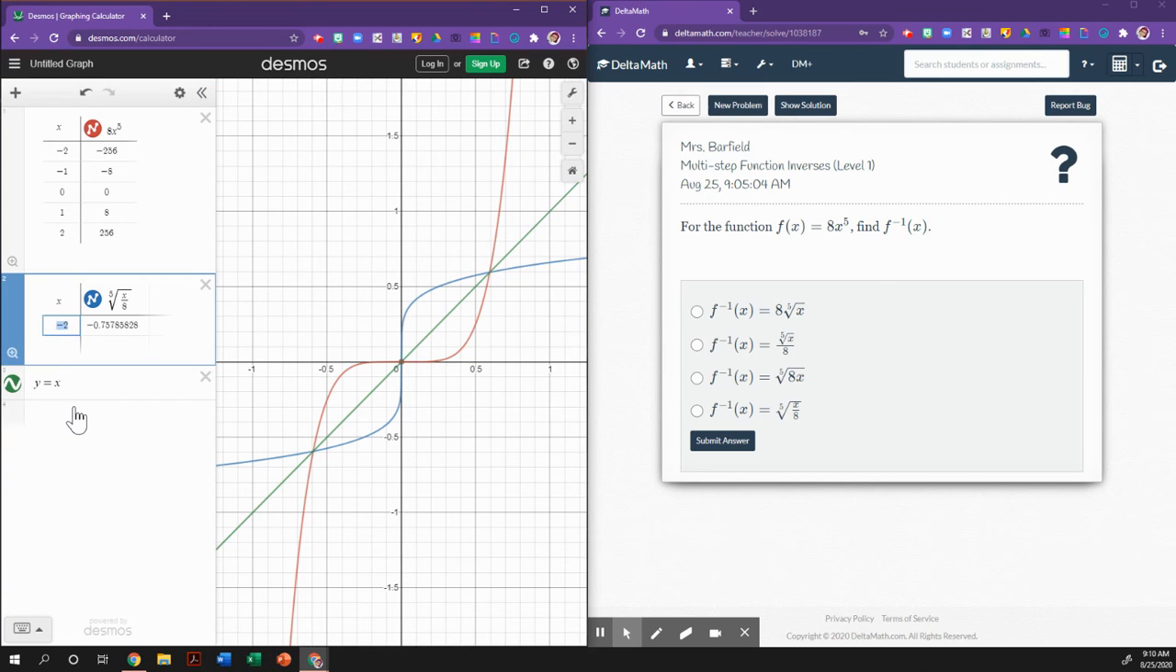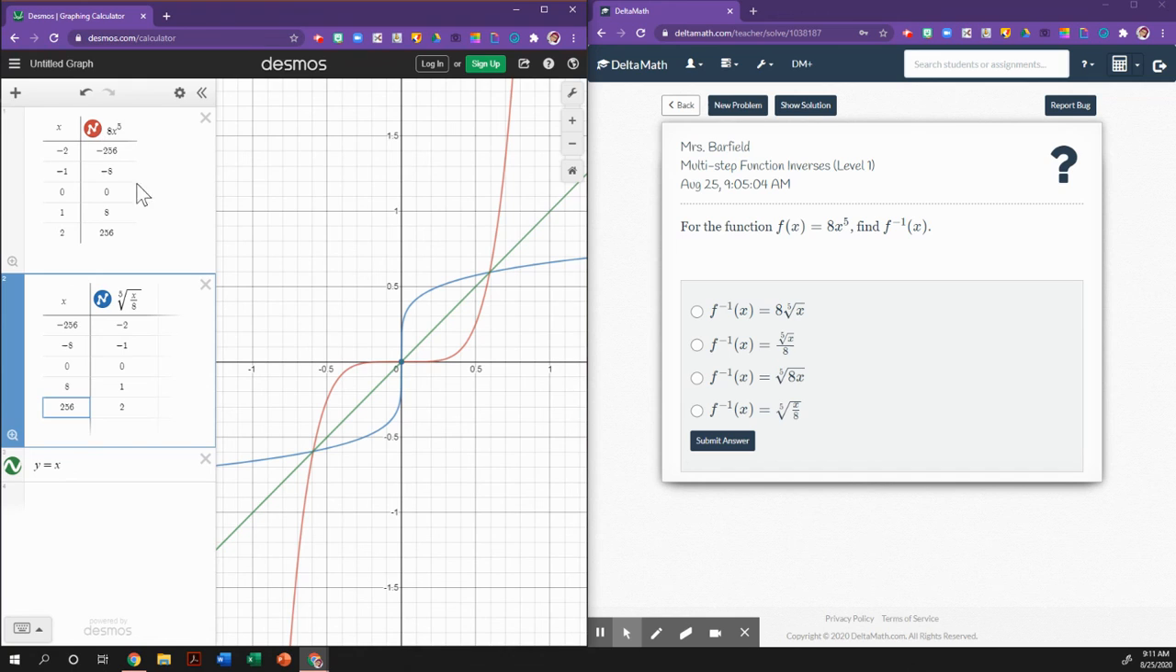I'm going to type in negative 256, negative 8, 0, 8, 256. Look what I got. I took my x values, and my x values that are here are now here, and the exact same values that were in my y column are in my x column. It used the inverse function to evaluate them. That's what it means to be an inverse.